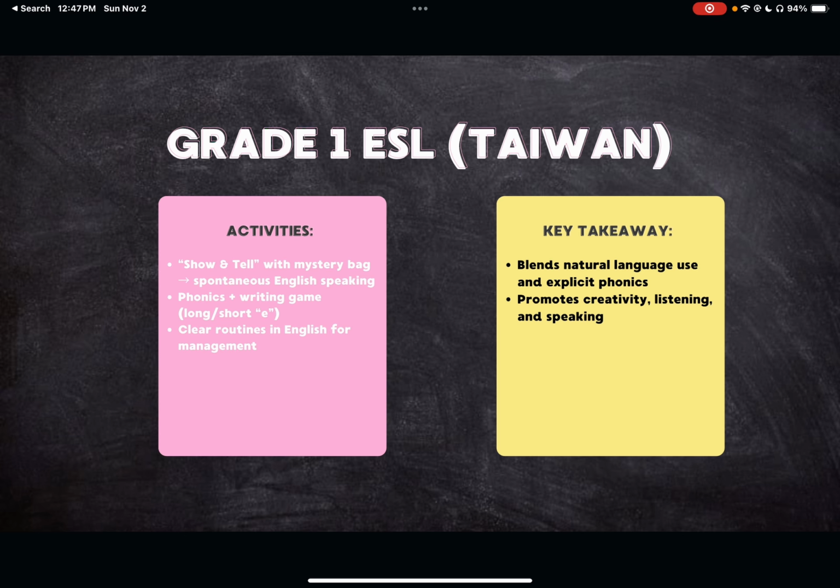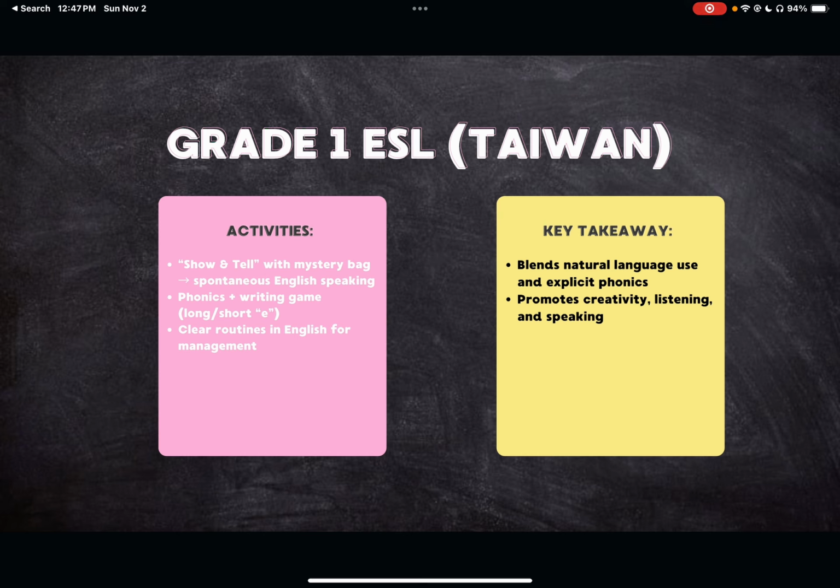The first class I observed was a 1st grade ESL class taught by teacher Antonio Grayo in Taiwan. This lesson stood out because it balanced fun and structure really well, in my opinion. He started with a show and tell game where students pulled random objects from a mystery bag and had to describe them in English, and they couldn't memorize answers ahead of time, so it really encouraged spontaneous speaking. For example, one of the students compared the sound of a stapler to a train ticket punch, and that showed both creativity and real communication.